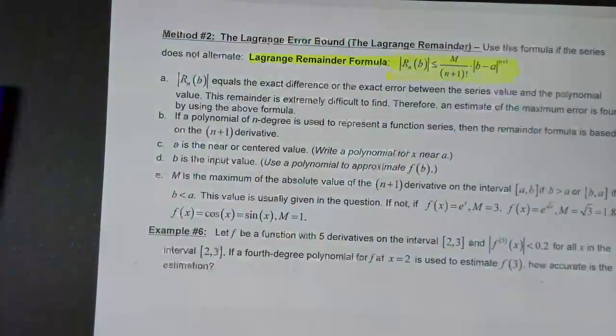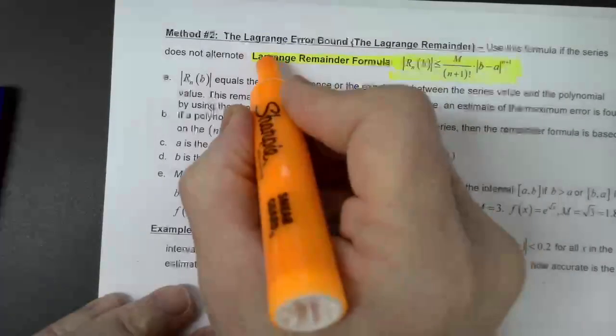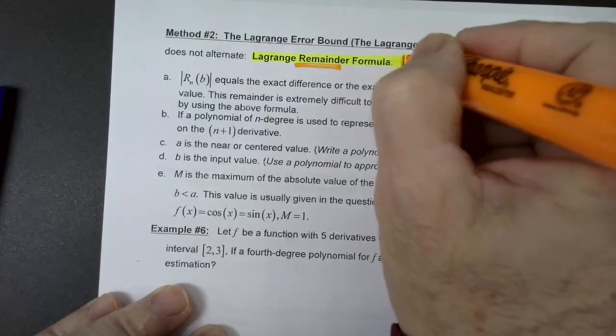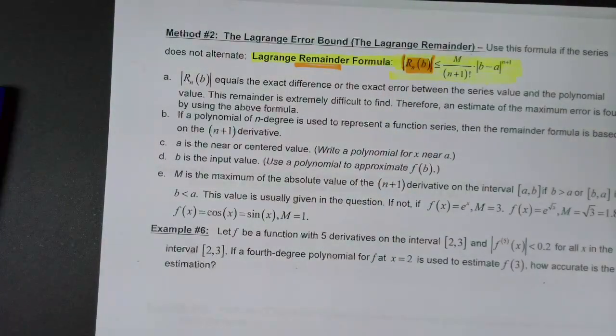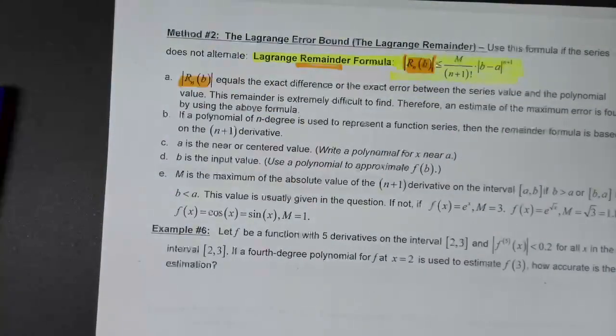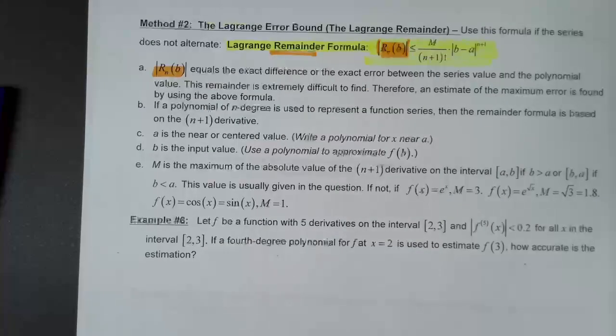Okay? That actual error or remainder, same thing. That remainder or error is always going to be less than a capital M over n plus 1 quantity factorial times the absolute value of x minus a to the n plus 1 power. Okay, so this is equal to the exact difference between the exact value and our polynomial. The remainder is extremely difficult to find. Therefore, an estimate of the maximum error is found using this formula.